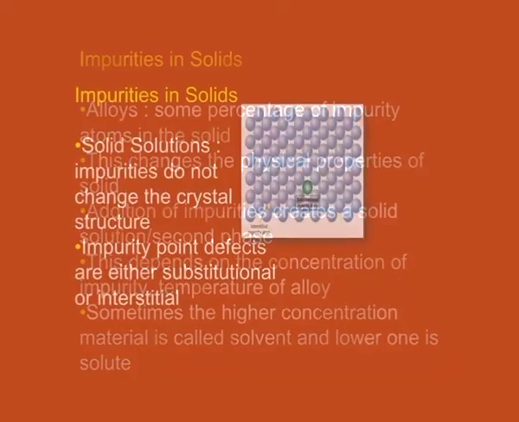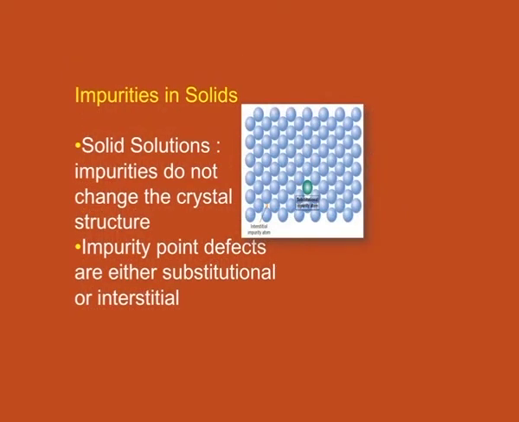Now, in solid solution phase, the impurities do not change the crystal structure, and the impurity point defects are either substitutional or interstitial. As you can see in the figure in this particular slide, there are two different types of impurities shown. One is substitutional impurity, which is represented by the green ball, and the other one is interstitial impurity, which is represented by the orange ball.